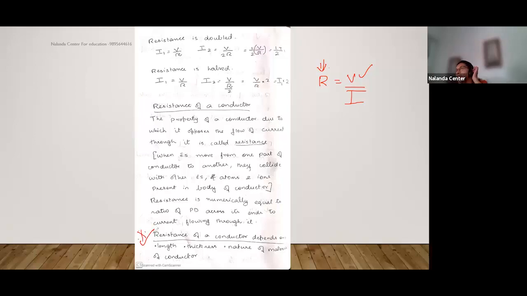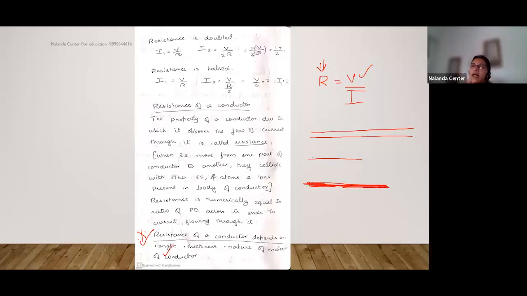Please write it down on the back side of your notebook. Resistance of a conductor is going to depend on the length of the conductor, the thickness of the conductor. One conductor is very small, the other conductor is very, very thick. That is going to depend on the thickness of the conductor. And the nature of the material of the conductor. So how is it going to be like?